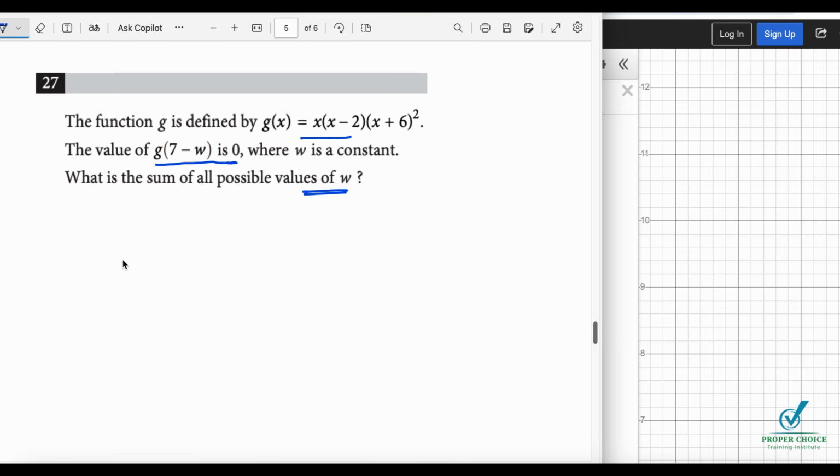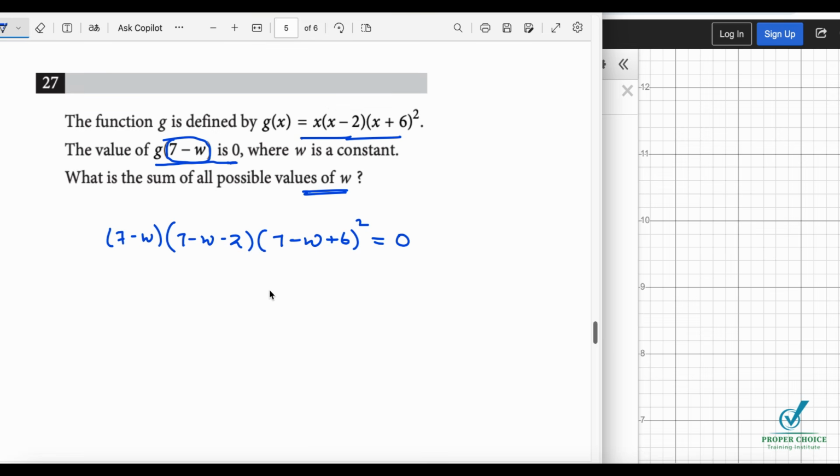So carefully put it in the place of x, replace this, that is 7 minus w times 7 minus w minus 2 times 7 minus w plus 6, whole squared. This is the whole thing of g. I'm simply replacing x with this because this is the value x is supposed to be, and this result equals 0. In that case, what is the value of w?